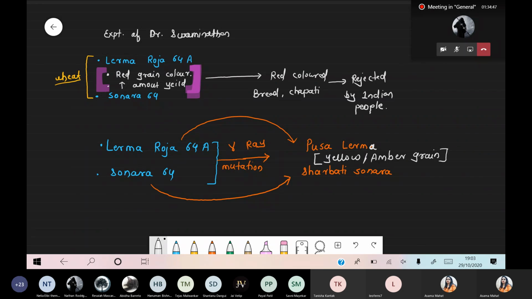Now what happened? Red color के grains हो गए, मतलब चपाती आटा जो भी बनेगा red color का बनेगा. So due to that red color, Indian peoples rejected that. Purposefully, Dr. Swaminathan induced the gamma mutation, and after the mutation, whatever red color is there is converted into yellow or amber color. And now that Lerma Rosa 64A, after mutation, is converted into a new species, the name of the species being Pusa.